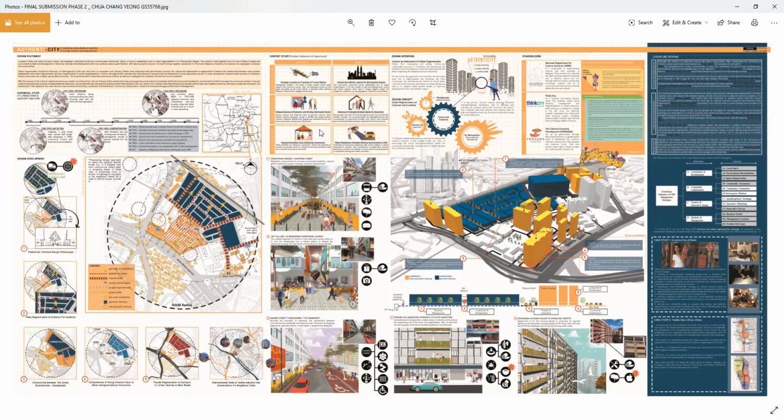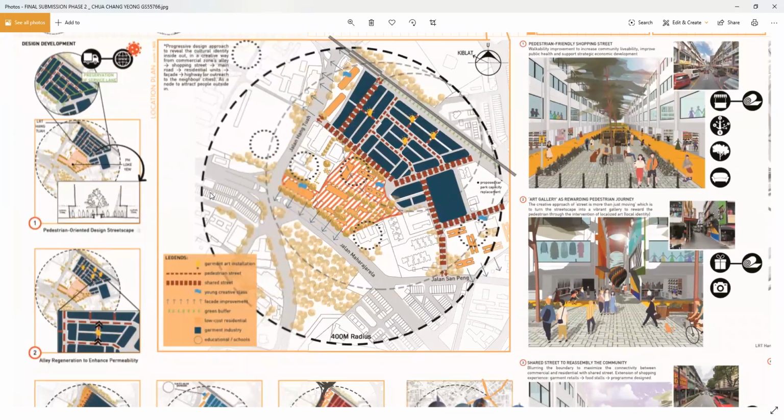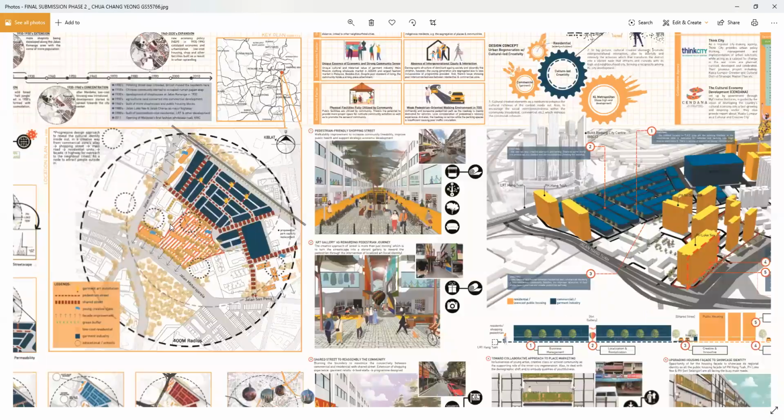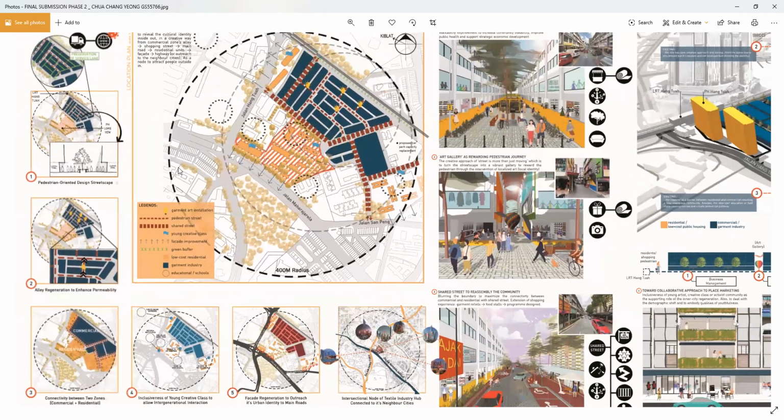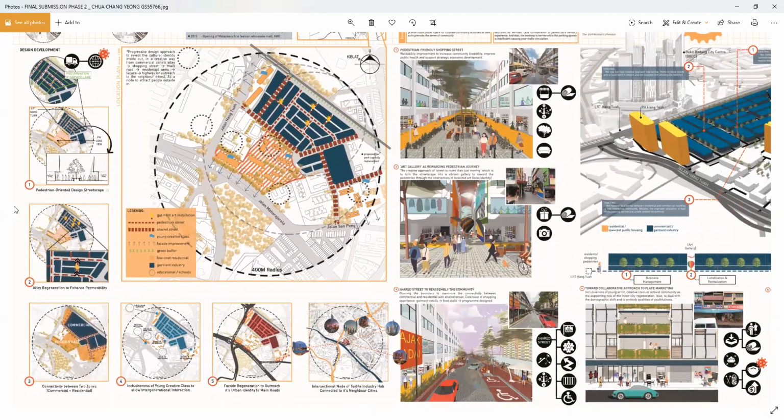Okay, that will be my intention and the concepts. And now we move to the design development. The big picture here shows the summary of all the small approaches. So the first one, the pedestrian-oriented design streetscape.